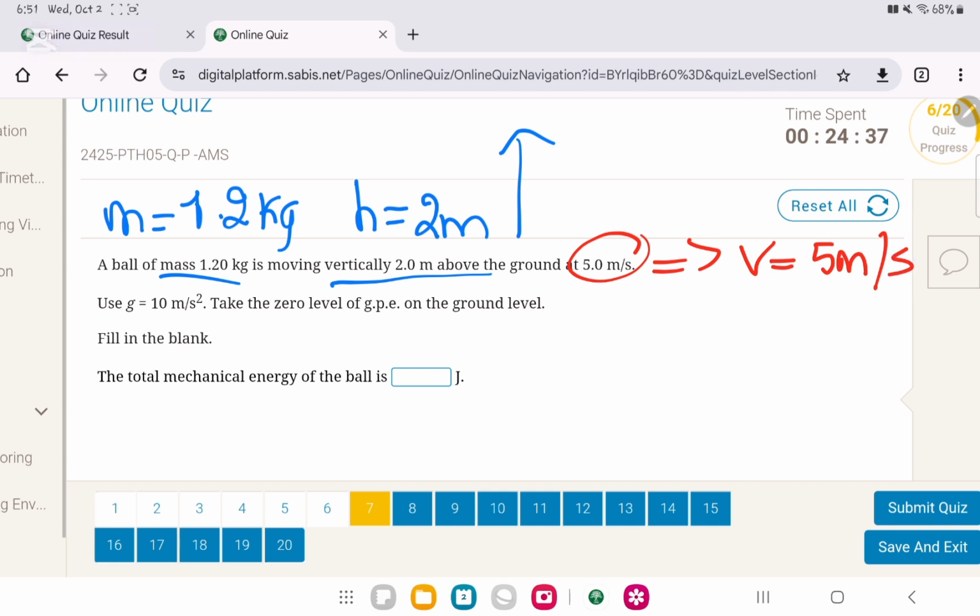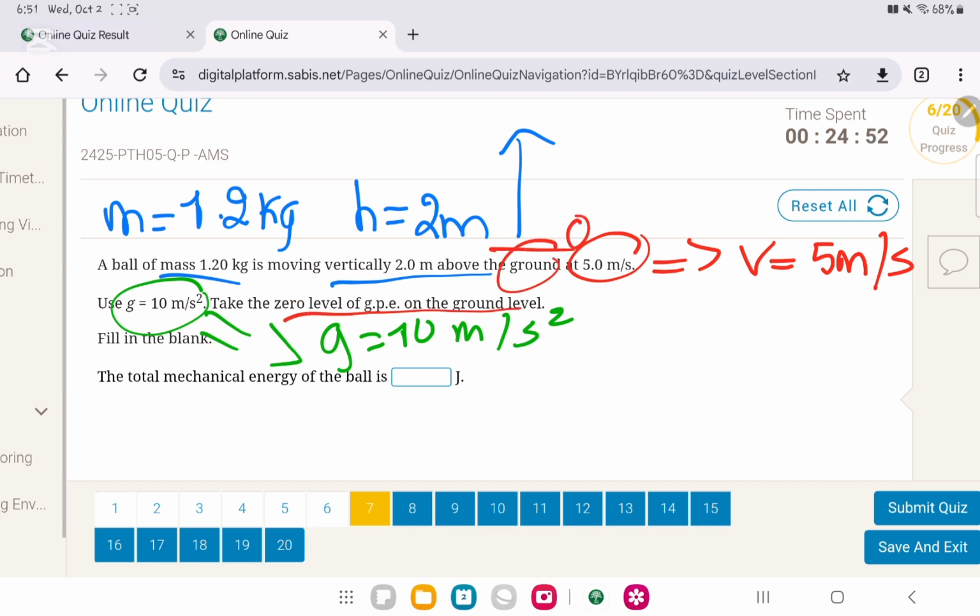They also gave us what? They gave us the G. G is equal to 10 meter per second squared. They're telling us the zero level of GPE is ground level. Okay, so they're telling us the ground over here, the level is 0 GPE. Alright, this is very important.